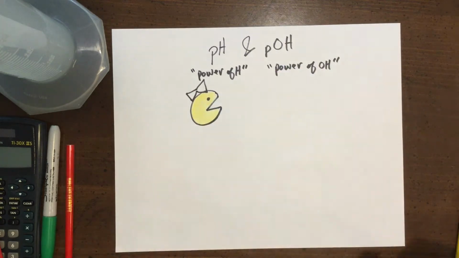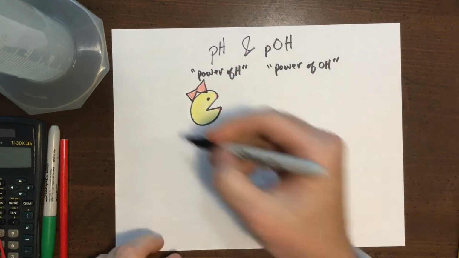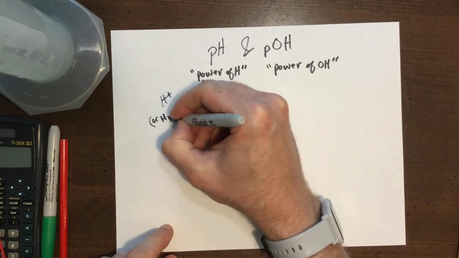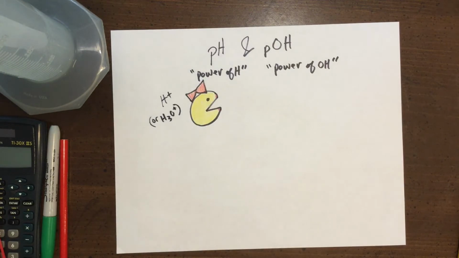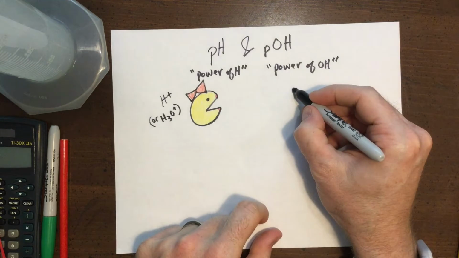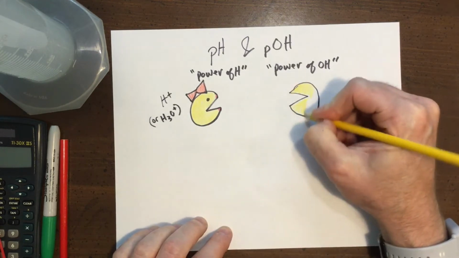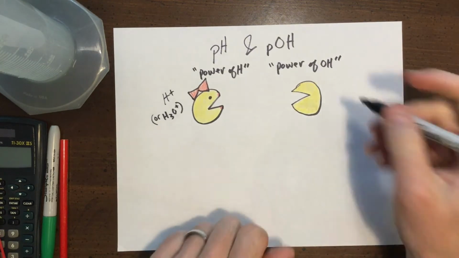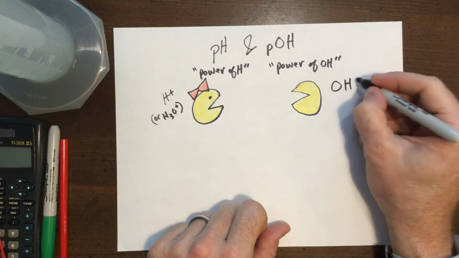I also like to think about acids as Miss Pac-Man, who's running around the place as a positively charged hydrogen ion or hydronium ion, reacting with everything that might be oppositely charged from it. Now for bases, I think about those as Pac-Man. He's a negatively charged hydroxide ion running around the place gobbling up positive charged things.